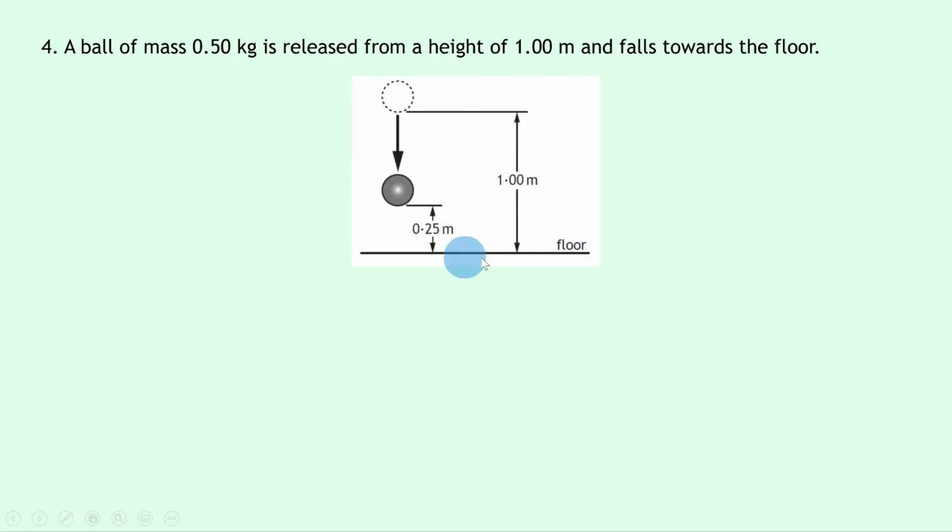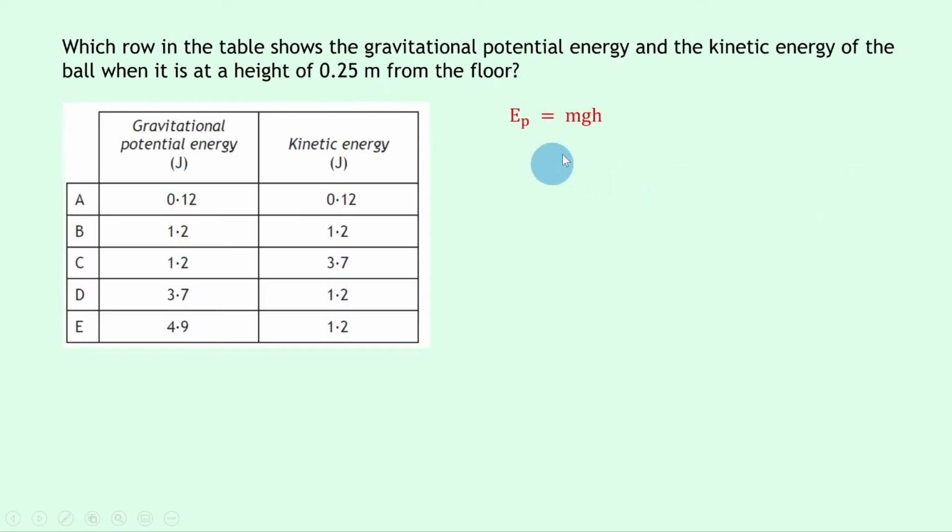Well, if we look back at the picture, in order to get the gravitational potential energy at a height above the floor, we simply need to use the equation for gravitational potential energy using this height of 0.25 meters. So we have Ep equals mgh, substituting in the numbers gives us 0.5 times 9.8 times 0.25, where 0.5 kilograms was our mass of the ball and 9.8 is the gravitational field strength on Earth. And we then have our height of 0.25 meters above the floor. So putting that into your calculator should give you an answer of 1.2 joules.